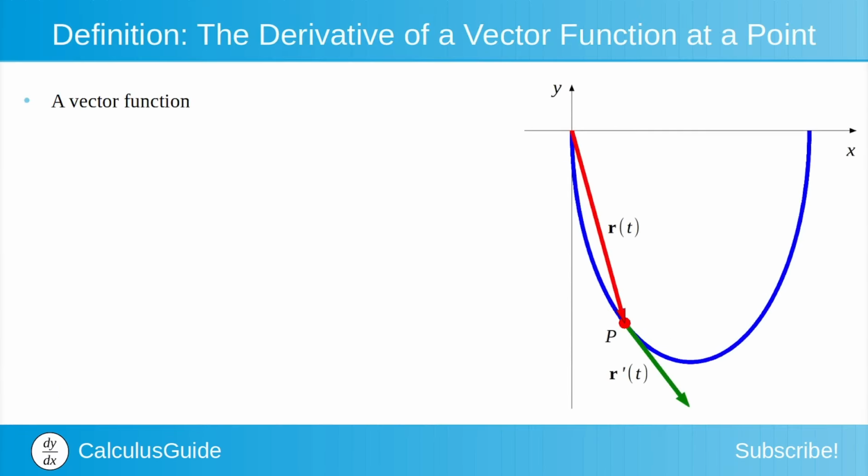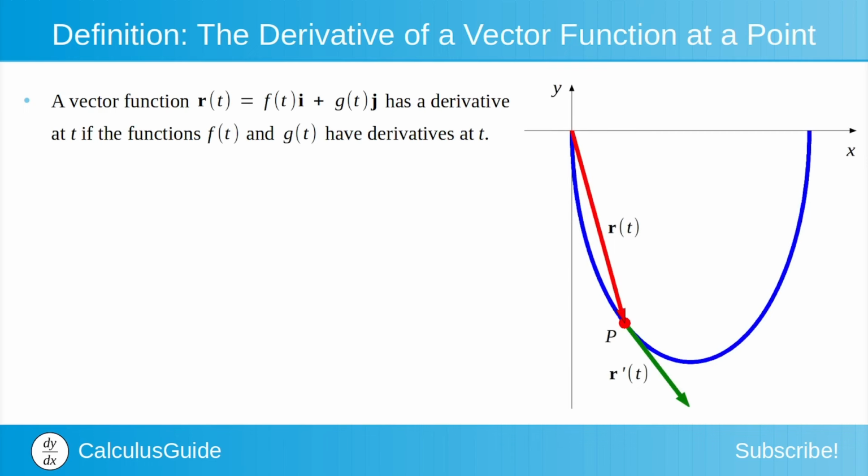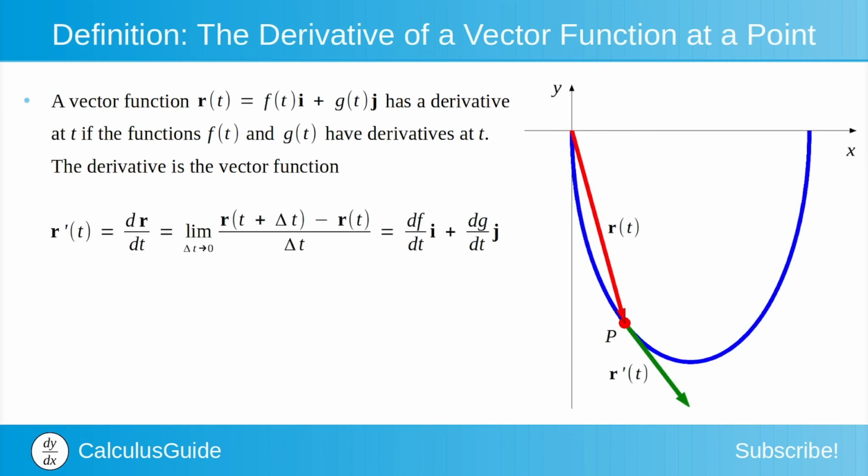The derivative of a vector function at a point can be defined as follows. A vector function r of t equal to f of t i plus g of t j has a derivative at t if the functions f of t and g of t have derivatives at t. The derivative is the vector function r prime of t, written r apostrophe left bracket t right bracket. We can also refer to this derivative as dr/dt.